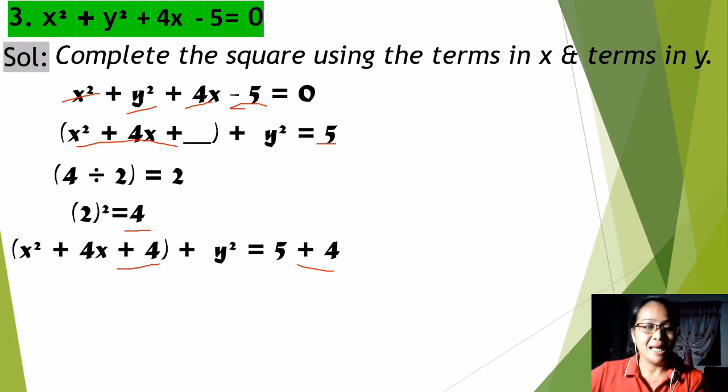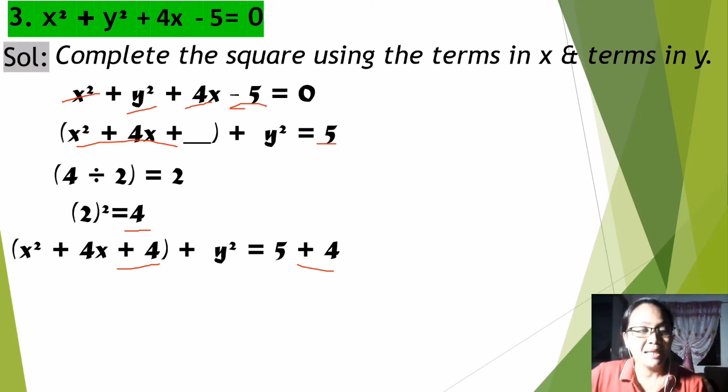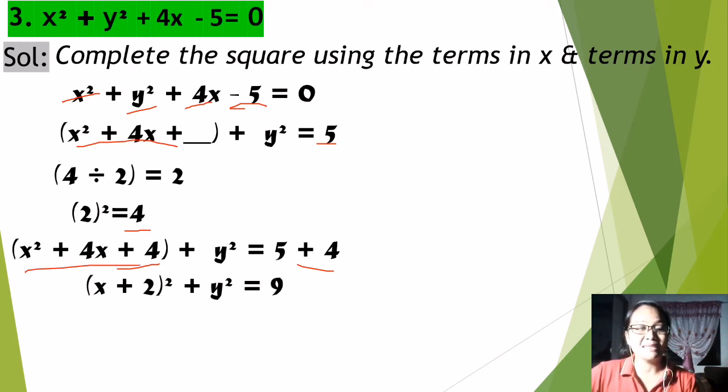Always fair. Again, hugot lang. Next, i-factor natin ito, gaya ng sabi ko, kopyahin lang si x, tapos yung sagot nung nag-divide tayo, yun ang ilalagay natin. So x plus 2, and then ang exponent natin na 2 outside the parentheses, plus copy y squared is equal to 5 plus 4 is equal to 9.